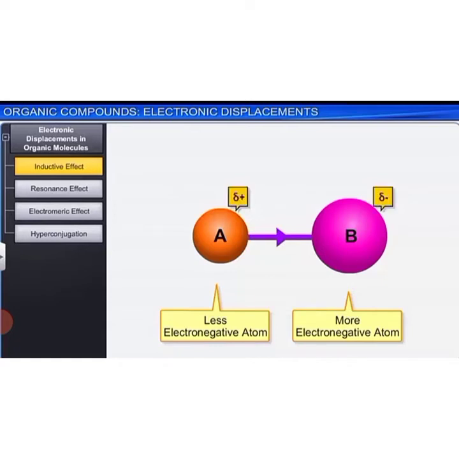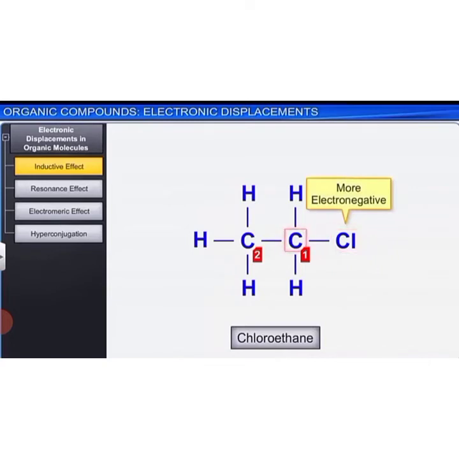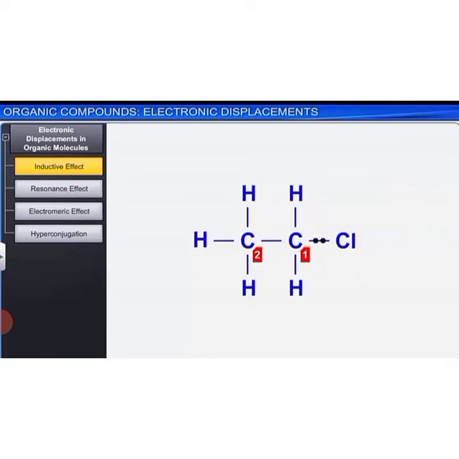For example, in chloroethane, chlorine is more electronegative than carbon. Hence, the electron pair shared between carbon and chlorine is displaced towards the chlorine atom. Thus, a partial negative charge is acquired by chlorine and a partial positive charge is acquired by carbon. The partial positive charge on C1 draws some electron density towards itself from the adjacent carbon-carbon bond. This causes C2 to acquire a small positive charge.